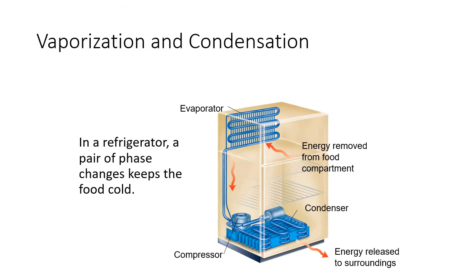In a refrigerator, phase changes keep the food cold. Energy from inside the food compartment is used to change a liquid into a gas in the evaporator. Energy is released when the compressed gas changes back to a liquid in the condenser. During these phase changes, energy flows from the inside of the refrigerator to the outside.